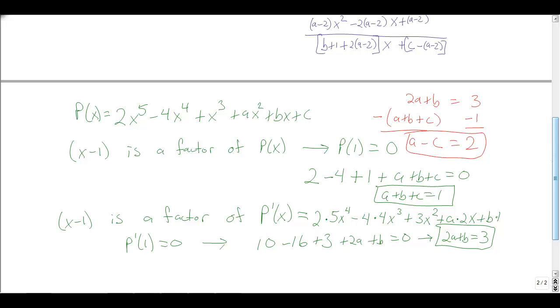Kind of a nice little trick to have, but you've got to know this fact about multiple roots sort of meaning the derivative is 0 as well. And you need to know how to take derivatives of polynomials, which is something a lot of people wouldn't have seen, but it's not that bad for polynomials.